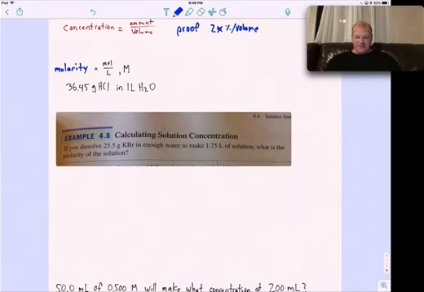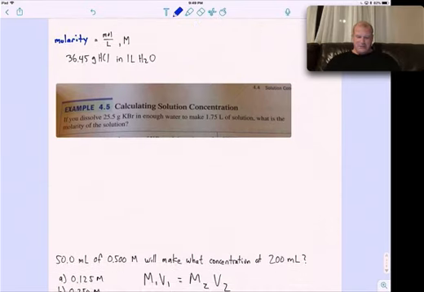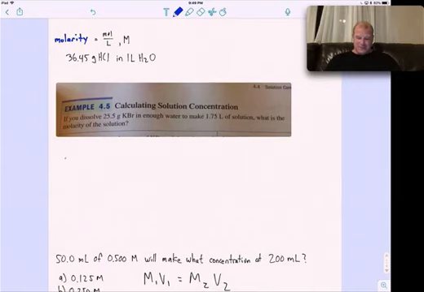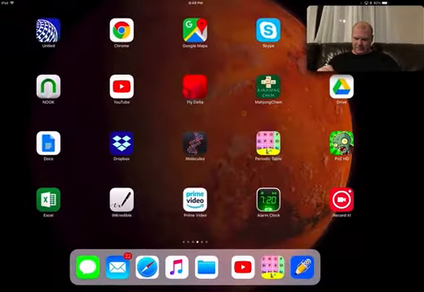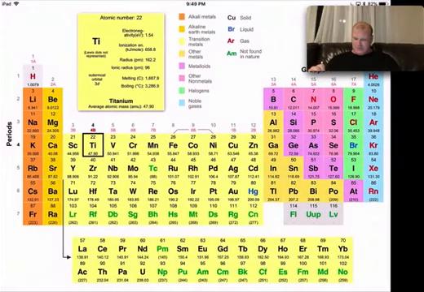So let's look at an example. Suppose you dissolve 25.5 grams of potassium bromide to make 1.7 liters of solution. What is the molarity of the solution? So 25.5 grams potassium bromide. Potassium is 39.1. Bromine is 79.9, I think. I should look at this. Okay, bromine 79.9, potassium 39.1.